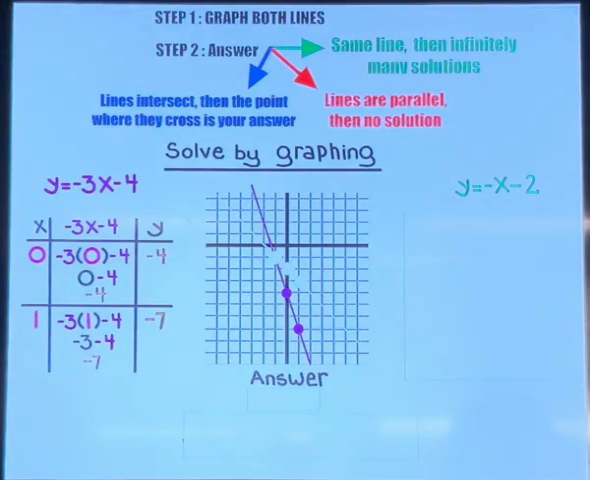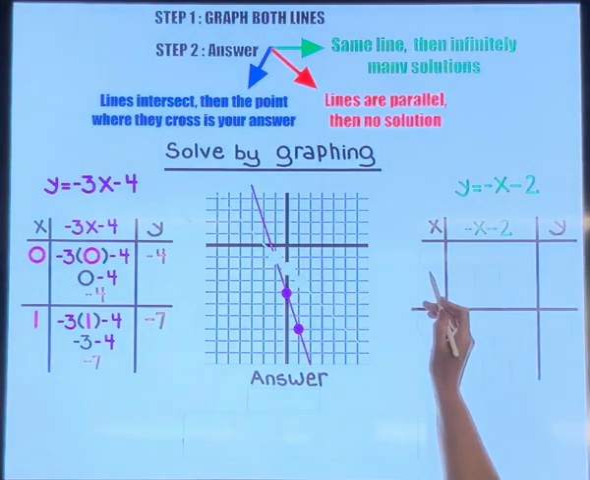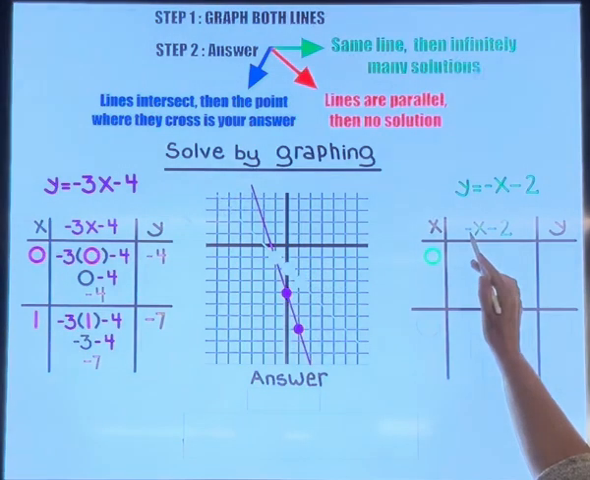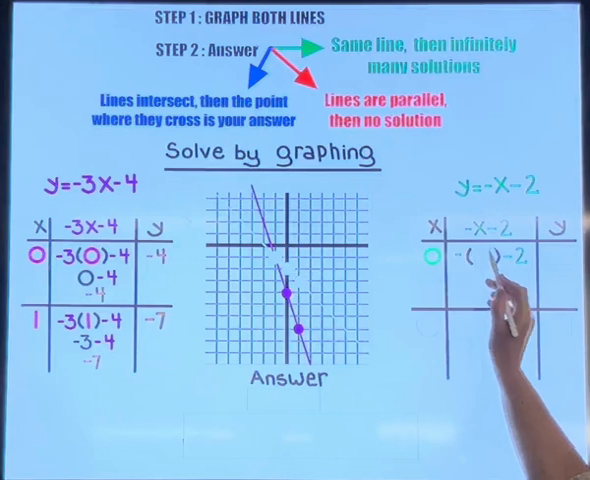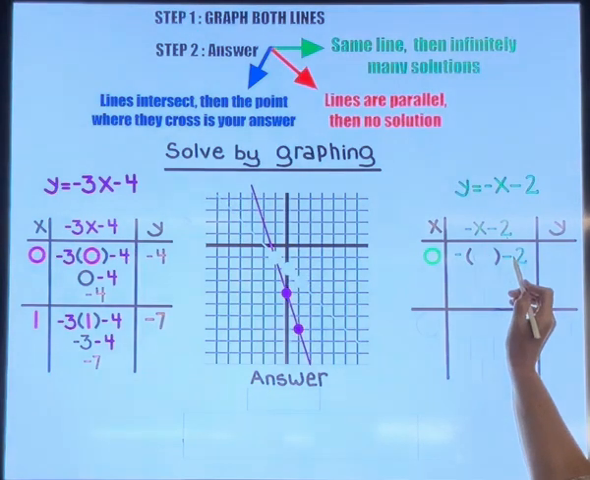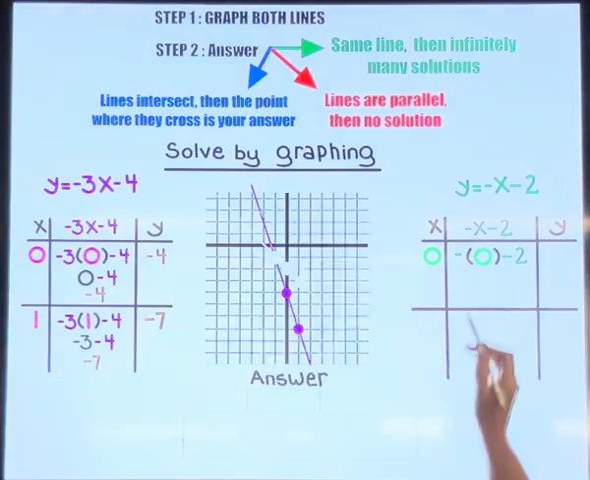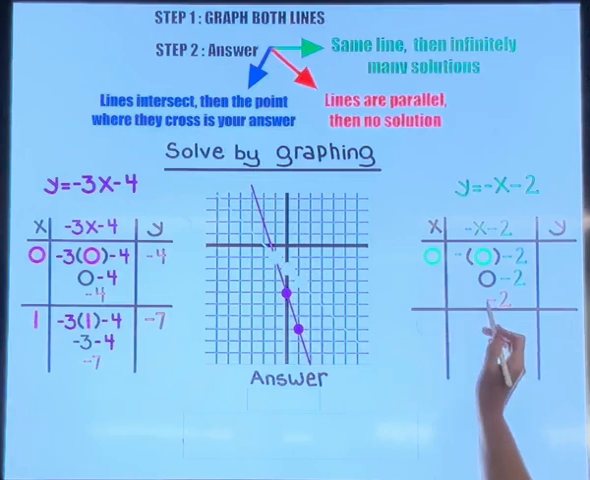Let's go ahead and graph this green line. Once again, setting up a t-chart. I can pick any number I want. I'm going to select 0, so selecting 0, going into negative x minus 2. That becomes negative, a set of parentheses where the x used to be, minus 2. Then let's replace that x with 0. A negative 0 is really just 0. Bring down the minus 2. And 0 minus 2 is negative 2. So when I plug in 0, I get out negative 2.